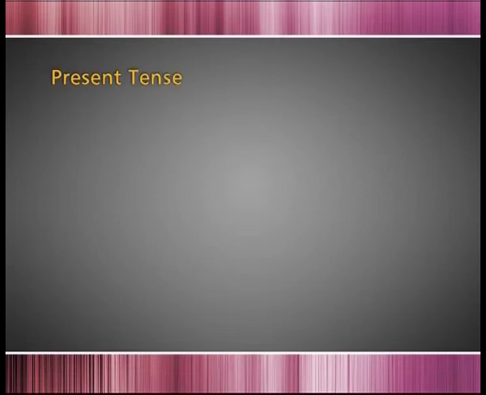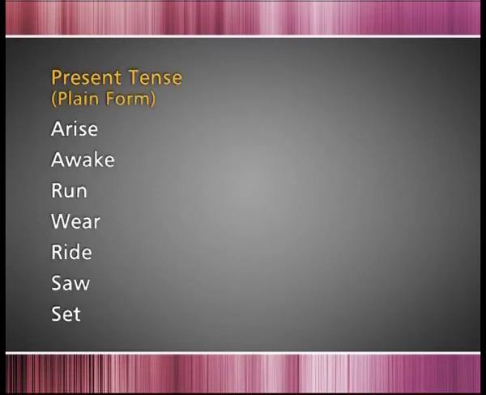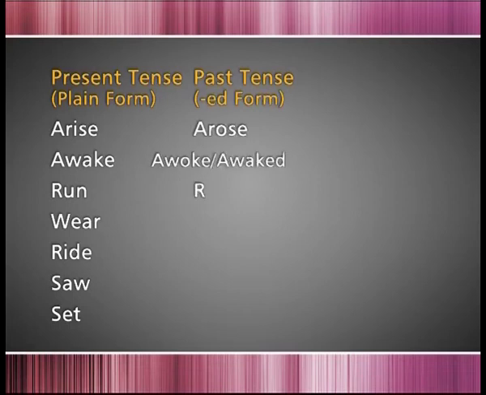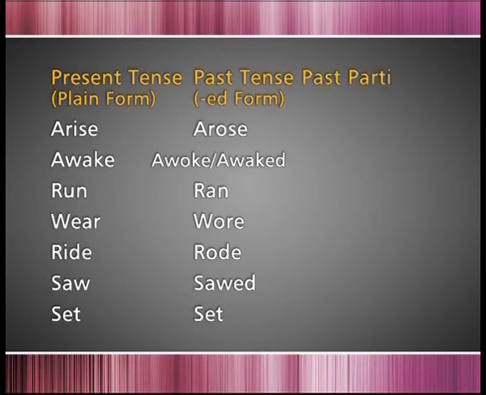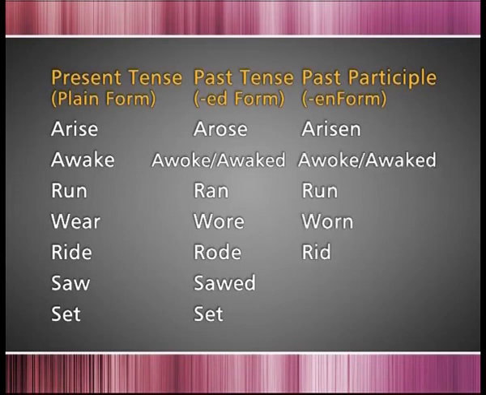Here are some examples. Present tense, plain form: arise, awake, run, wear, ride, saw, set. Past tense, ed form: arose, awoke, awaked, ran, wore, rode, sawed, set. Past participle, en form: arisen, awoke, awaked, run, worn, ridden, sawn, set, etc.